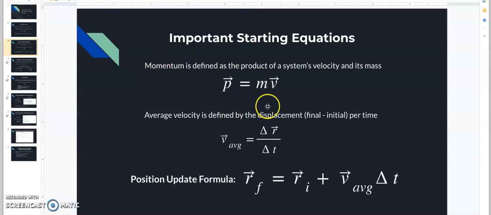So a few important starting equations and definitions. Momentum is defined as the product of a system's velocity and its mass, with momentum and velocity being vectors and mass being a scalar. This is a definition of average velocity: it's displacement, or final position minus initial position, over a time period. And with a bit of algebra, we can isolate the final position of a system to create the position update formula shown here, which we will see later.